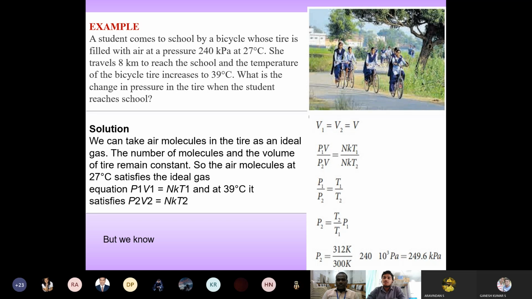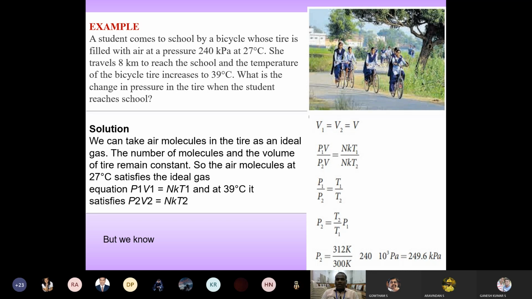We can take air molecules in the tires as an ideal gas, right? So inside the tire there will be air molecules that will be considered as an ideal gas. The number of molecules and the volume of the tire remain constant. So the volume will be constant and the number of molecules inside the tire will be constant. So the air molecules at 27 degrees Celsius satisfy the ideal gas equation, right? So PV is equal to NkT.